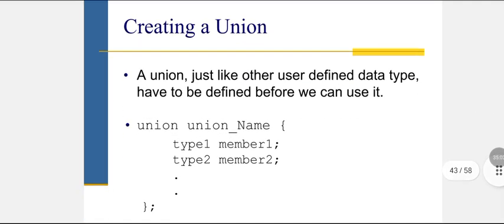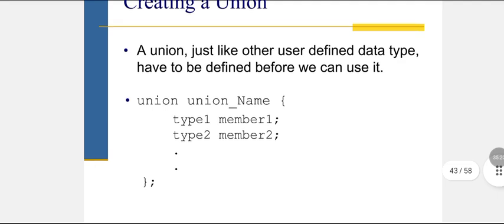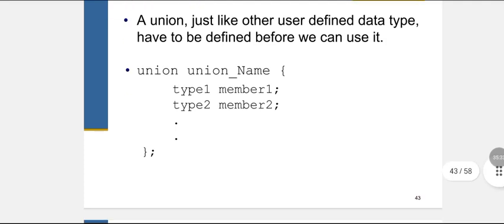Creating a union. A union is just like other user defined data types. A union has to be defined before we can use it. You can see the example under. We have union, then the union name, then inside it we have type 1, member 1, type 2, member 2. Then you terminate, then execute.